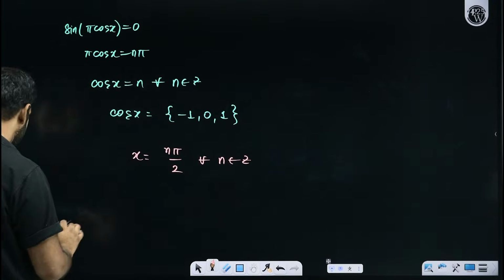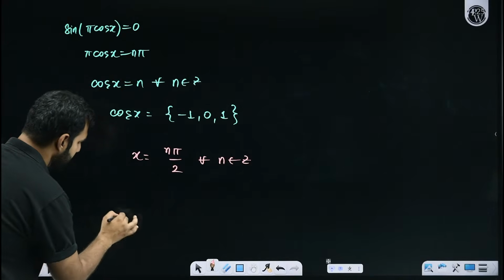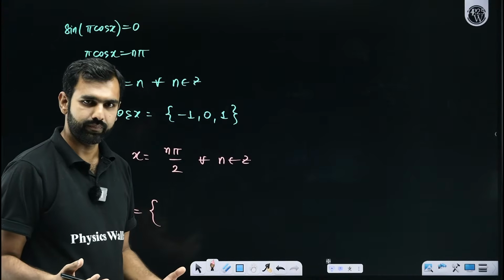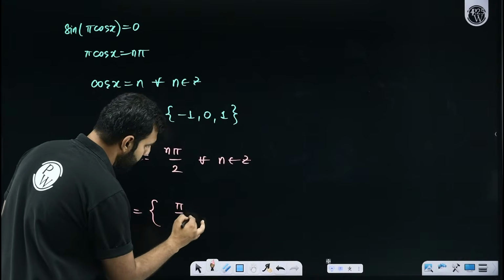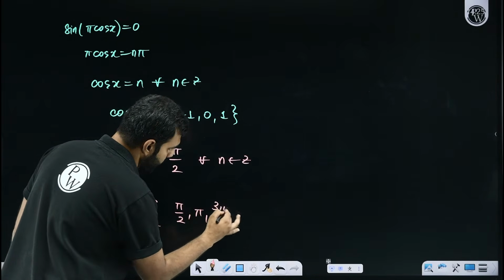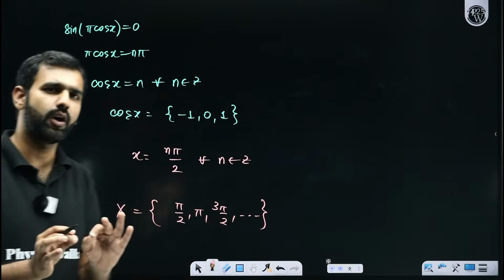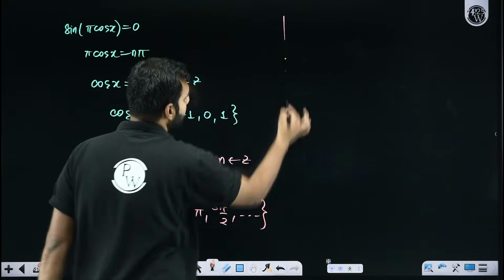So with this, I could crack the set capital X. What is going to be the set capital X? I hope you're getting it. Capital X set is going to be any multiples of pi by 2. Pi by 2, 2 pi by 2, 3 pi by 2, and so on. So this is how we have cracked capital X. Everybody got decent clarity on that? Can we now talk about the set capital Y?